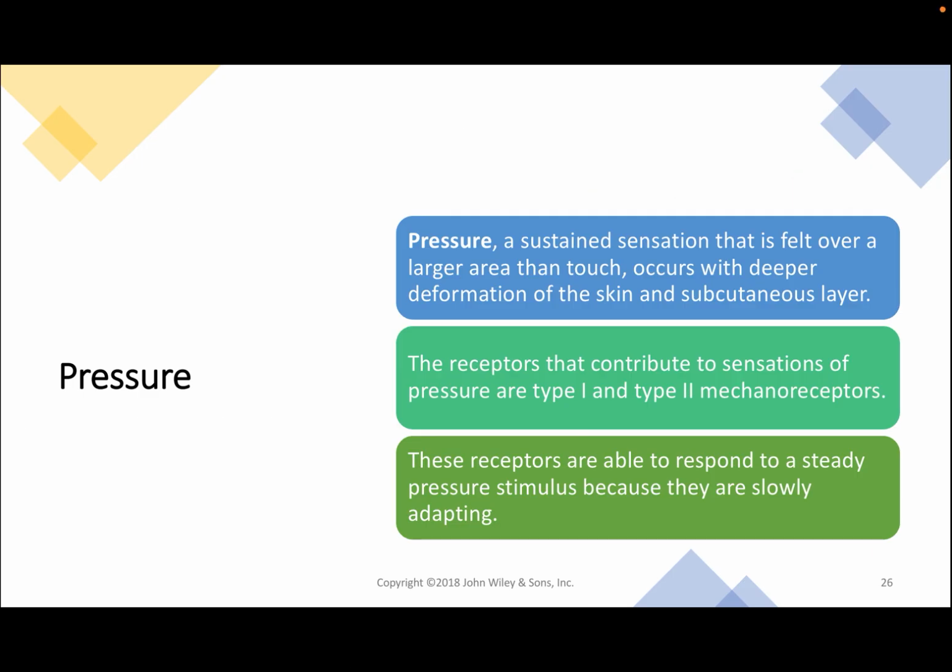So our next tactile sensation is going to be pressure. This is going to be similar to touch. This is going to be a sustained sensation that's felt over a larger area than what we see for touch, and it's going to occur as a result of deeper deformation of either the skin and or the subcutaneous layer. The receptors that contribute to the sensation of pressure are going to be type 1 and type 2 mechanoreceptors. And these receptors are able to respond to a steady pressure stimulus. And this is because, again, they are very slowly adapting.